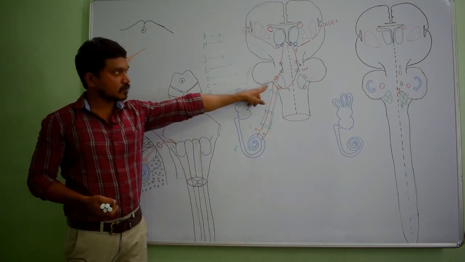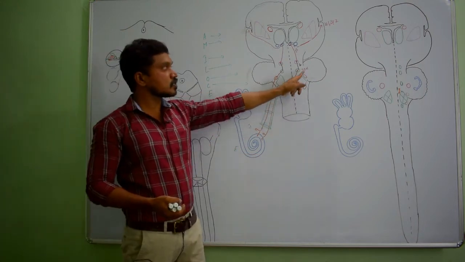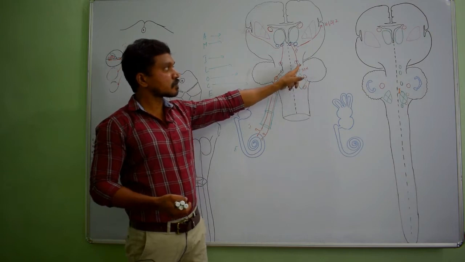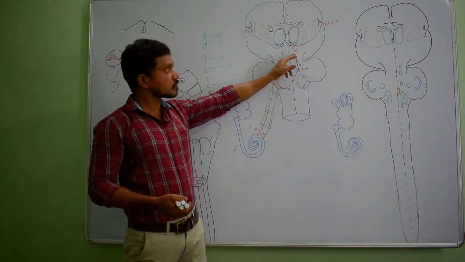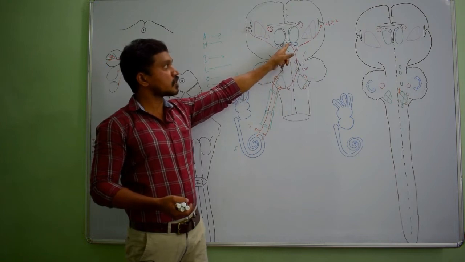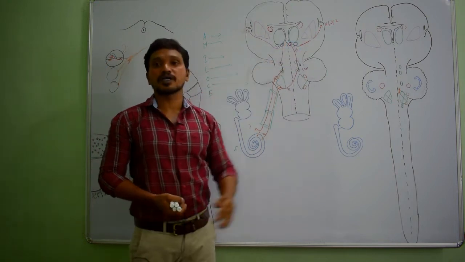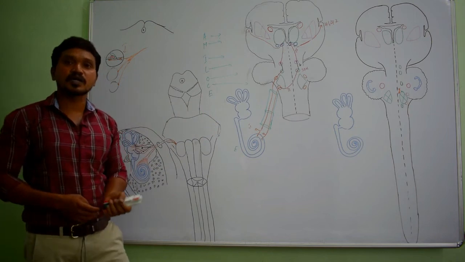Cochlea to the cochlear nucleus. From the cochlear nucleus, superior olivary nucleus. From the superior olivary nucleus to the inferior colliculus. From the inferior colliculus to the medial geniculate body. From the medial geniculate body to the auditory cortex. That's it about the auditory pathway.